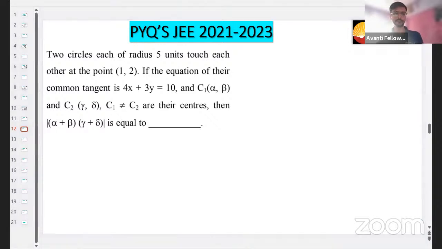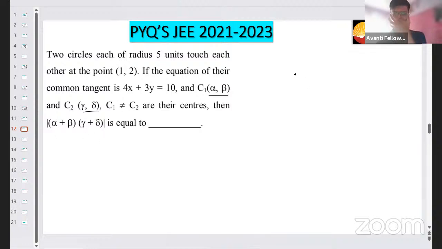So let me read it with you. This is also a nice question. Two circles, each of radius 5, touch each other at the point given. If the equation of common tangent is this, then this means basically we have to find the centers, right? So this is center 1, this is center 2. If we get the centers, we'll get the values of alpha, beta, gamma, delta, and we can easily add them.